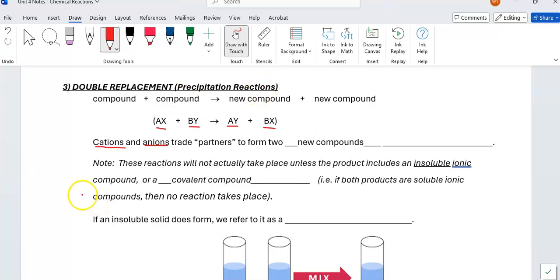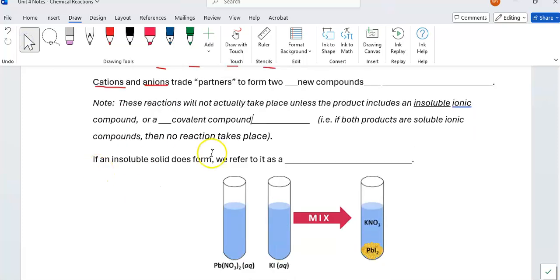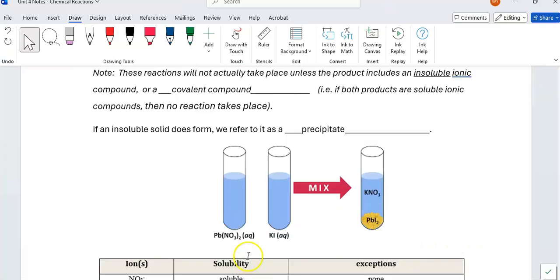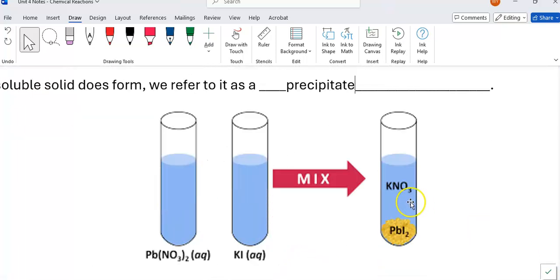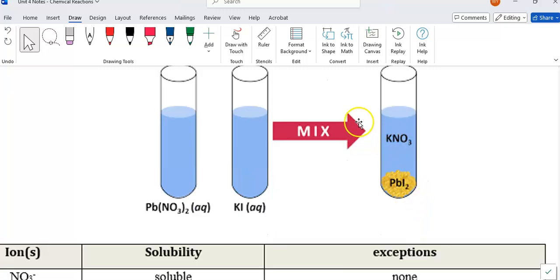So if an insoluble solid does form, though, we are going to refer to that insoluble solid as a precipitate. We've seen this before. So, for example, if I have lead(II) nitrate, Pb(NO3)2, and KI, and they're both aqueous, let's talk about what that would look like on the particle level. We're going to draw particle diagrams.